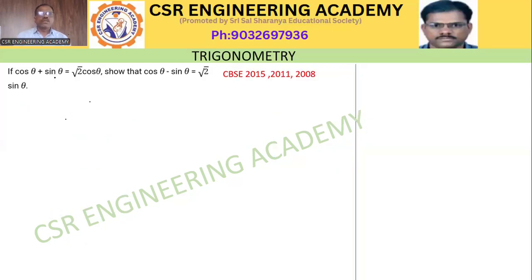If cos θ + sin θ = √2 cos θ, show that cos θ - sin θ = √2 sin θ. Given cos θ + sin θ = √2 cos θ. Squaring on both sides, (cos θ + sin θ)² = (√2 cos θ)².